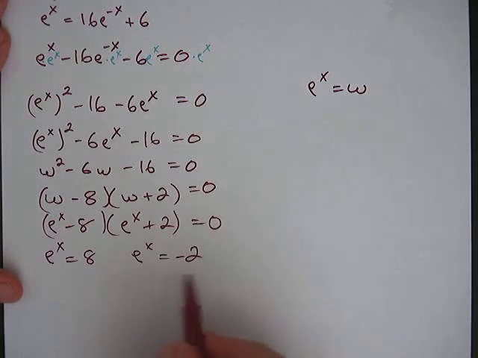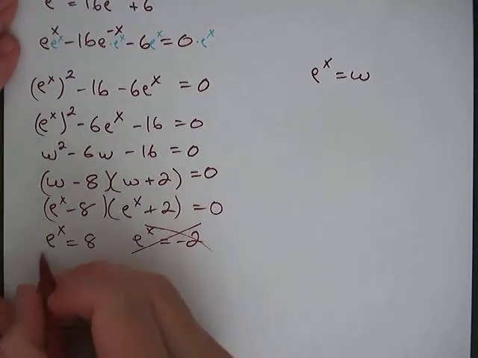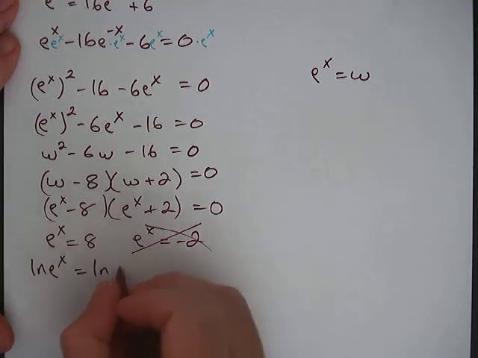Now this one, e to the x, it's an exponential function. It can't be negative, so this one has no solution. This one, we take the ln of both sides. Ln of e to the x equals ln of 8.